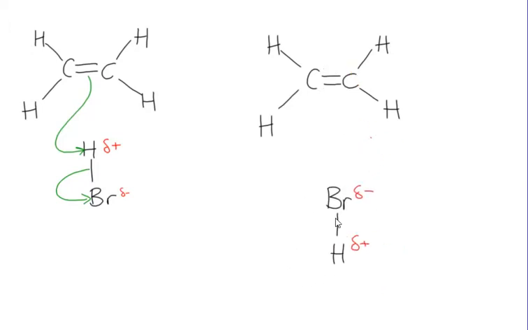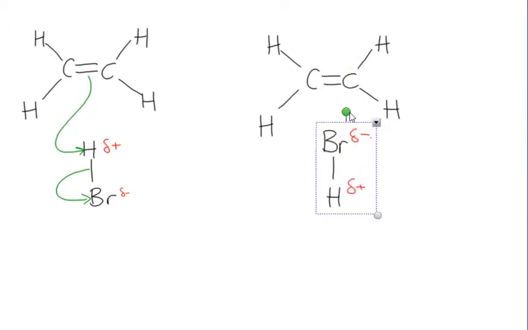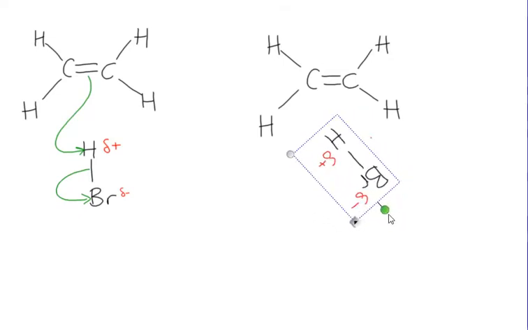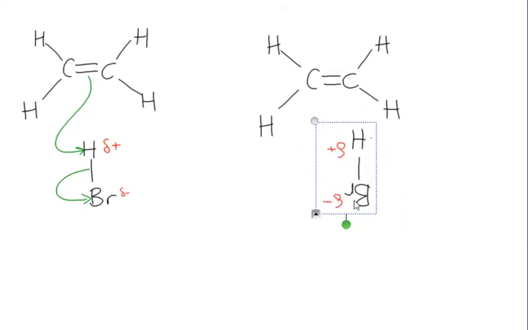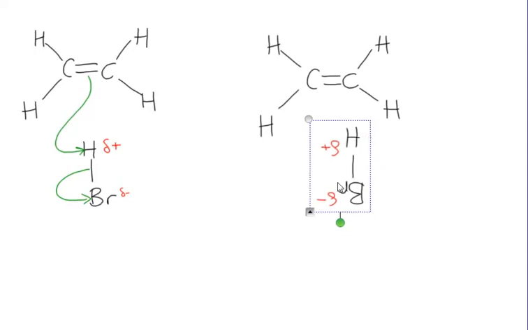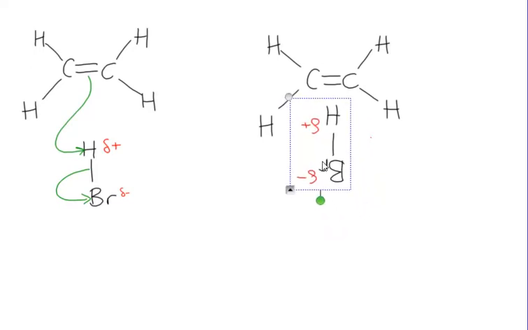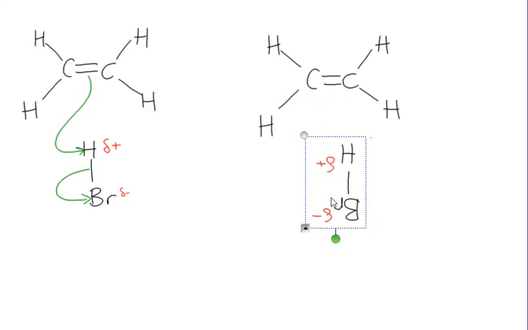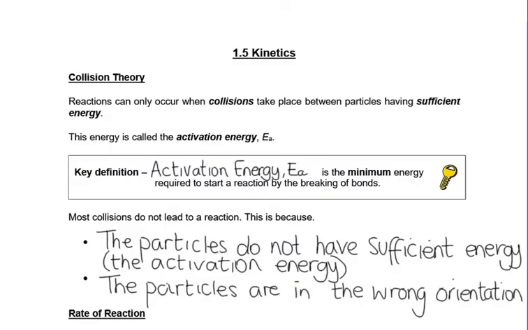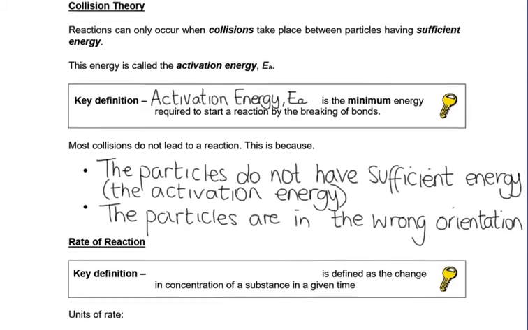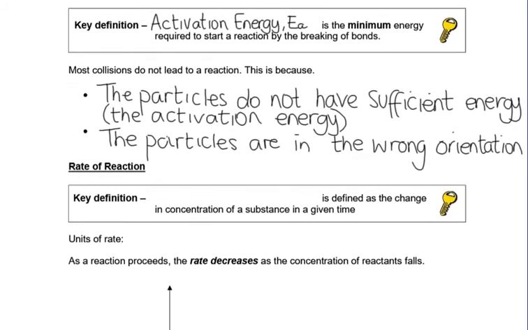Now, what might happen, like a little magnet, is that as it comes in close, it might rotate itself round so that it's in the correct orientation, like a little magnet flipping around, and once it's in the correct orientation, then it will be able to react. So when they're in the wrong orientation, or they don't have sufficient energy, they're not going to react upon collision. These are reasons why not all collisions lead to a reaction.